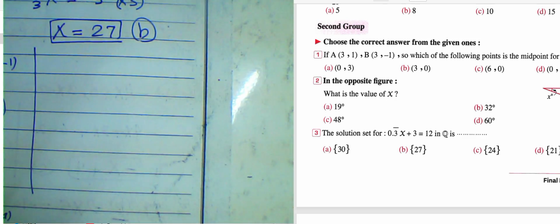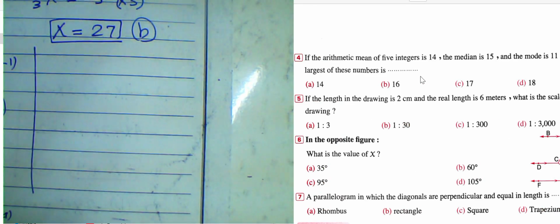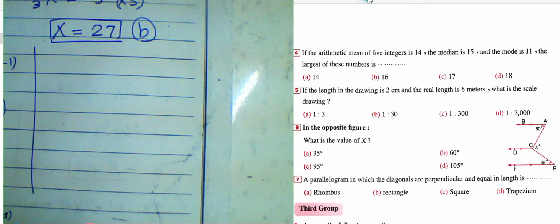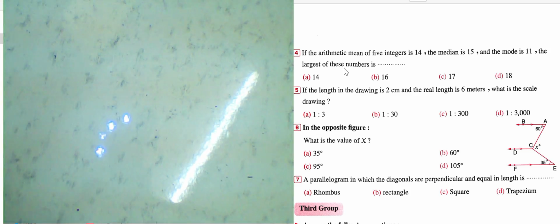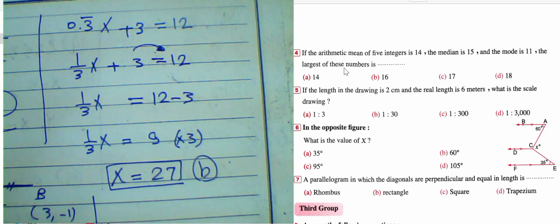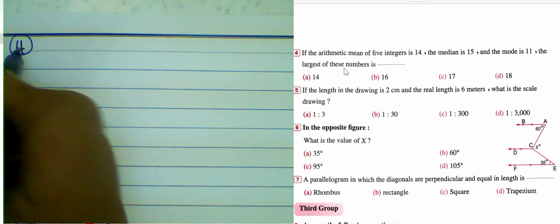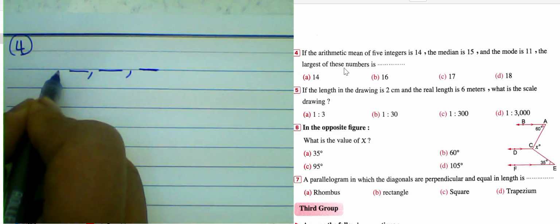Next question, number 4. If the arithmetic mean of 5 integers is 14 and the median is 15 and the mode is 11, find the largest number of these numbers. We want to find the largest number. To find it, we will use the information. Look with me, we have 5 numbers. Pay attention to this question, okay? Question number 4. We have 1, 2, 3, 4, 5.